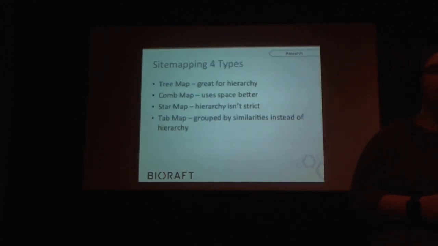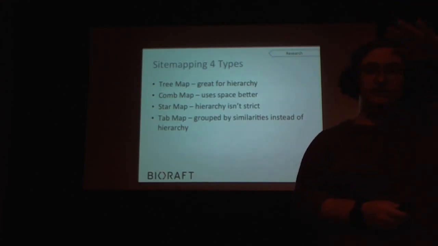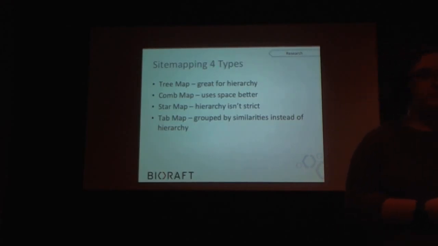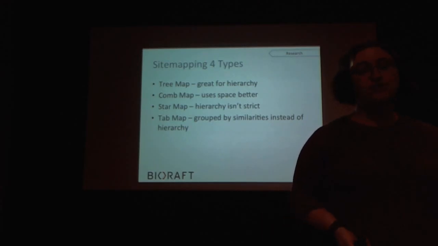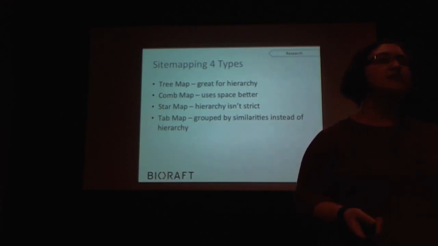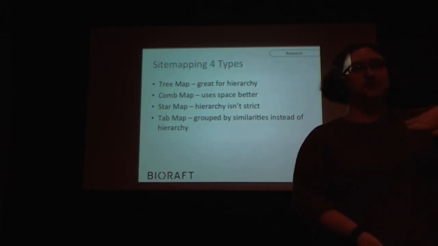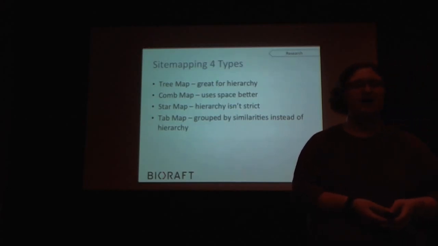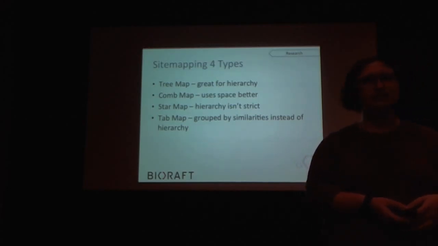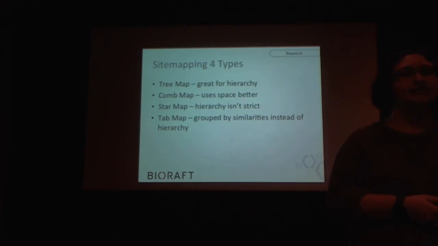The tree map is great for hierarchy. So there's a definitive first, then second, then third. The problem with the tree map is that you will very quickly run out of horizontal space, which is when the comb map is very useful, because instead of going wide, it goes down, and you can just keep scrolling for as much space as you need. The star map is for when the hierarchy isn't really strict. It's unclear what is top, middle, bottom. And the tab map is when you are grouping things by similarity instead of hierarchy.